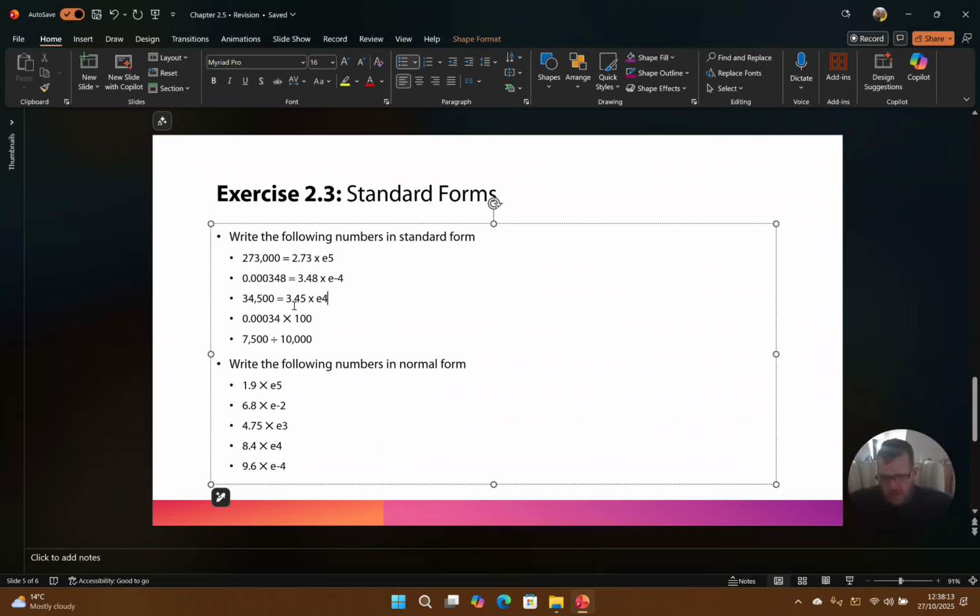And then you do this times 100. So what we do now is we'll do 3.4 times E. So we've got 4 there. Just remember it's minus 4. And then we'll take 2 of them off, because we've multiplied by 100.